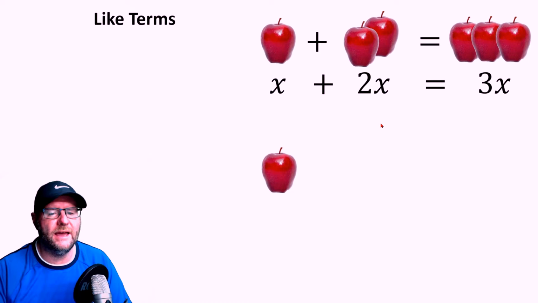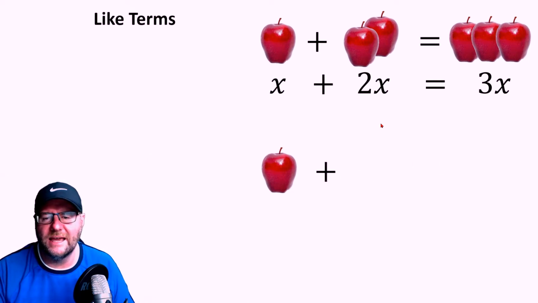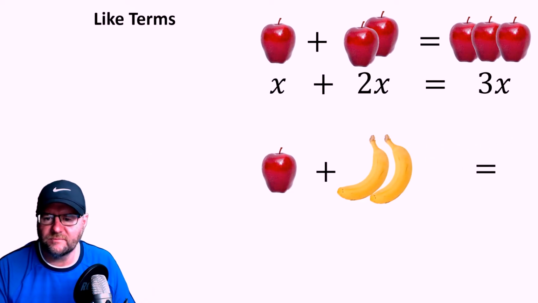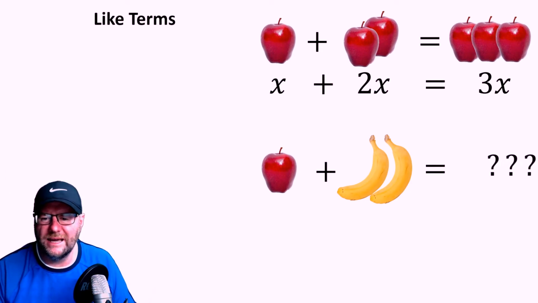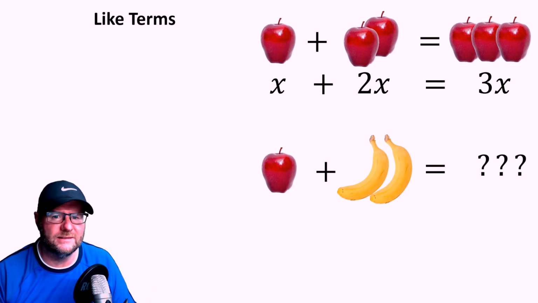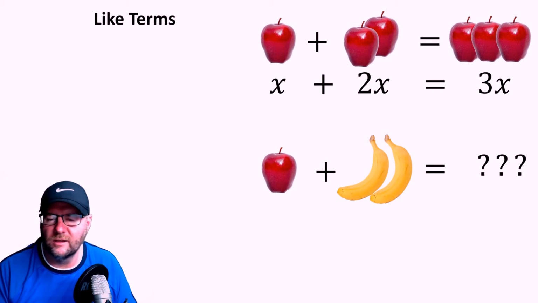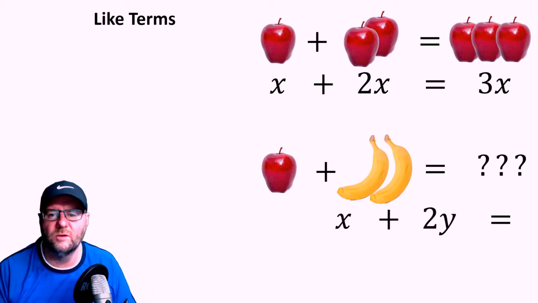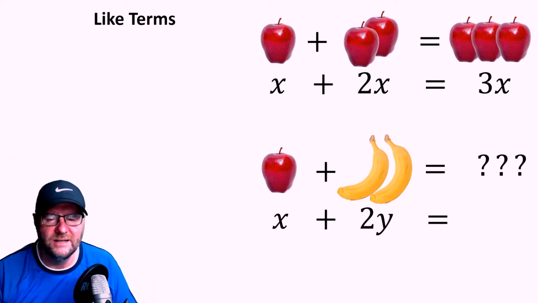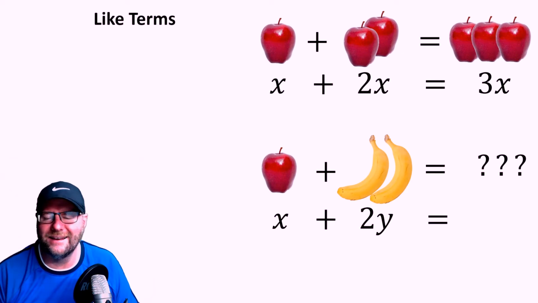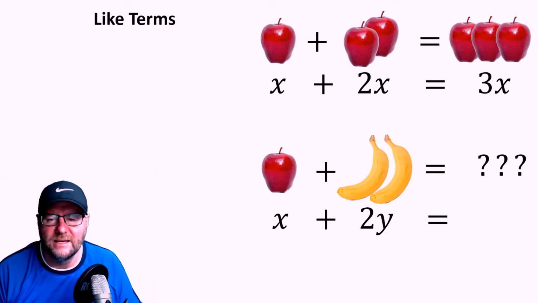But what about if I had an apple and I tried to add 2 bananas? What do I end up with? Well, I can't create something that is apple banana. They're separate things. They're not alike, or they're not like terms. So it's the same when it comes to algebra. If I've got an x and I try to add 2 y's to that, I can't. They're not the same thing. I would just end up with an x and 2 y's, just like I'd end up with an apple and 2 bananas. They can't come together, right?